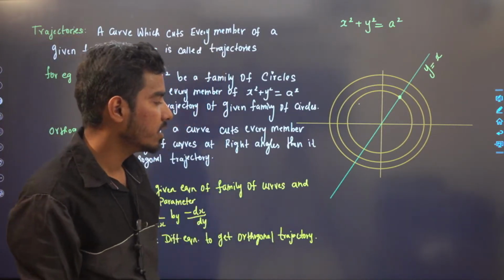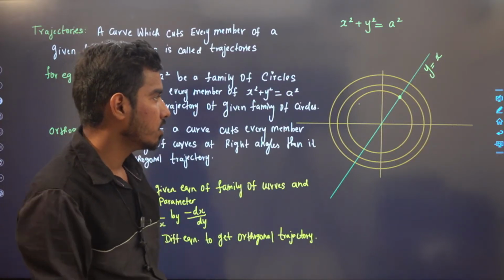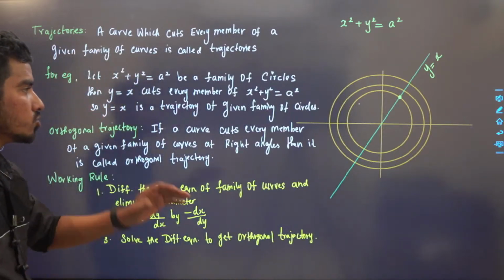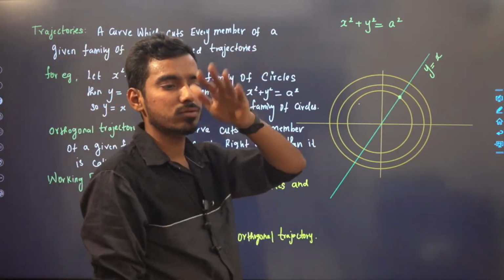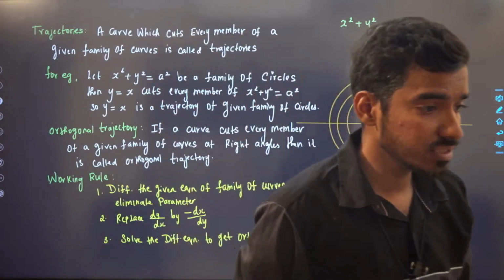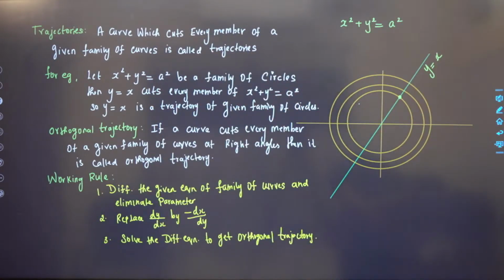You can easily see, right? I give you an example. I don't want to discuss more. So very simple. So what is a trajectory? In the question they will ask you to find the orthogonal trajectory, right?